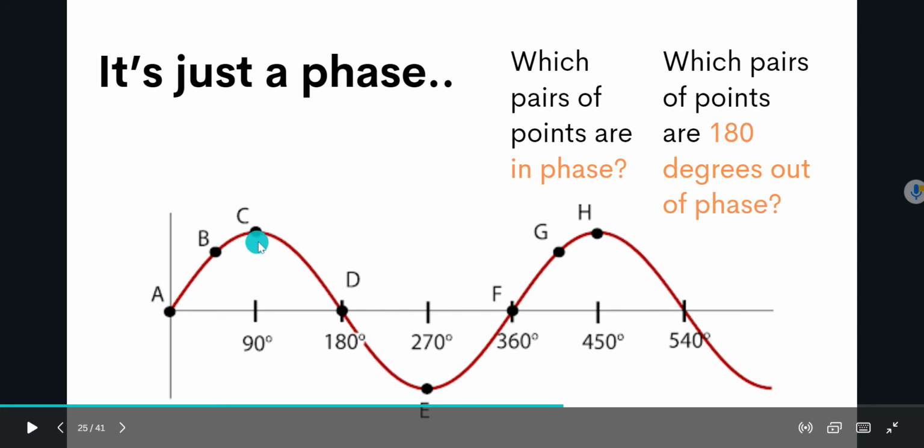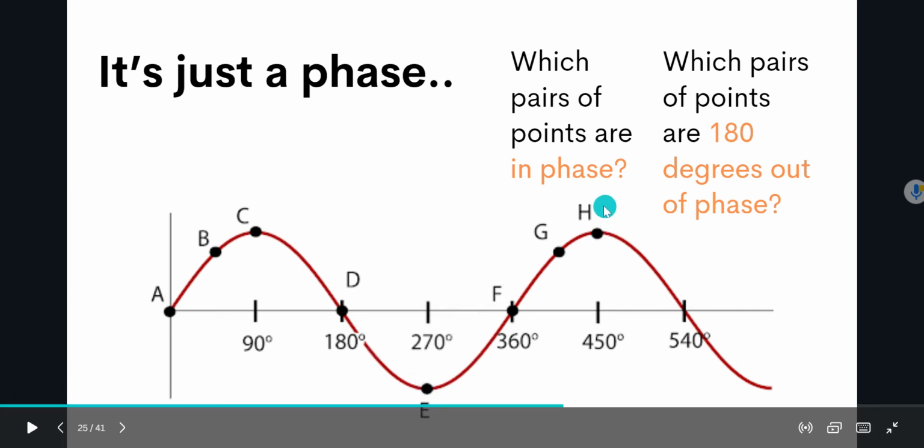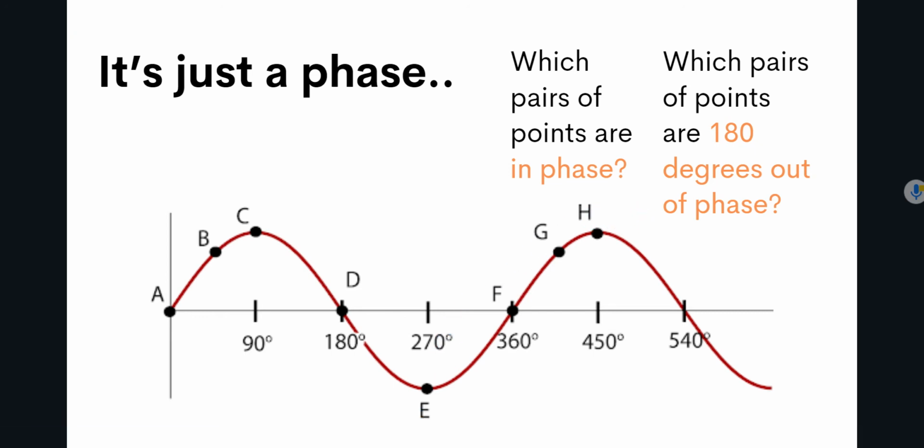If we move to the left here, the wave moves, you're going to see C falling down into this trough while E goes up the trough at the same time. And then we have E and H. They're also 180 degrees out of phase. So there are our 4 points that are 180 degrees out of phase.